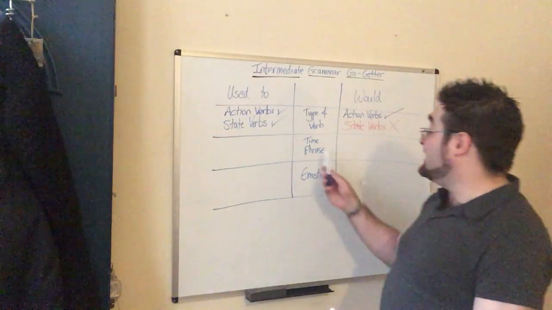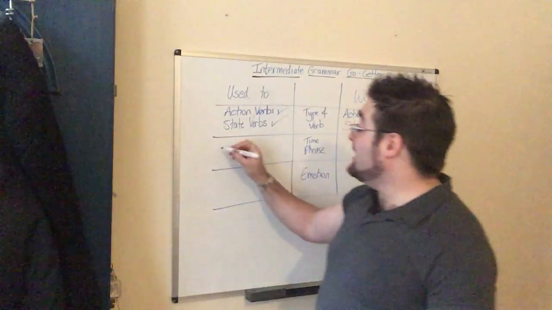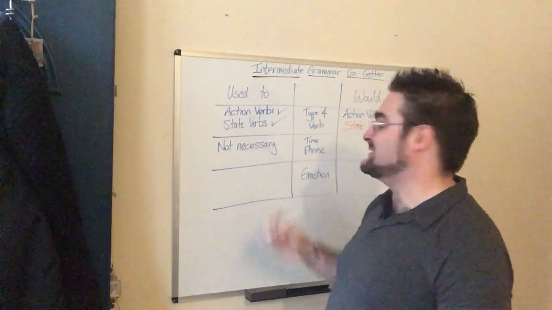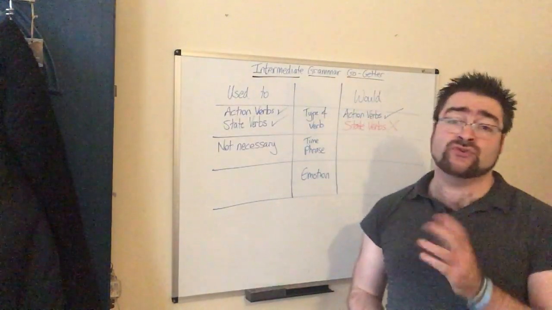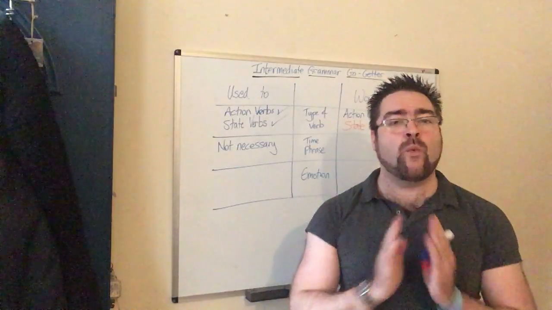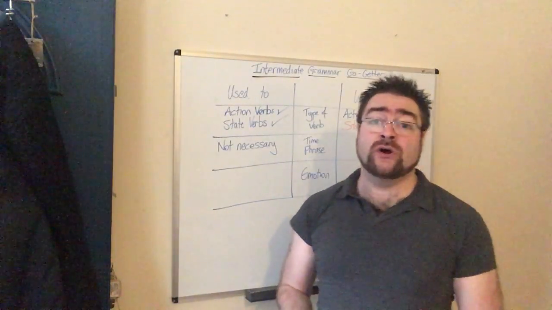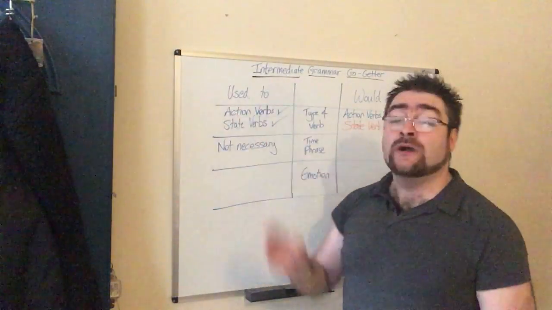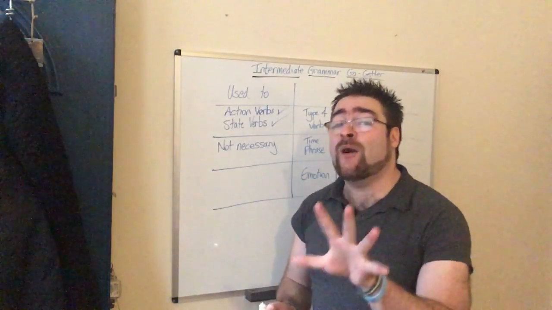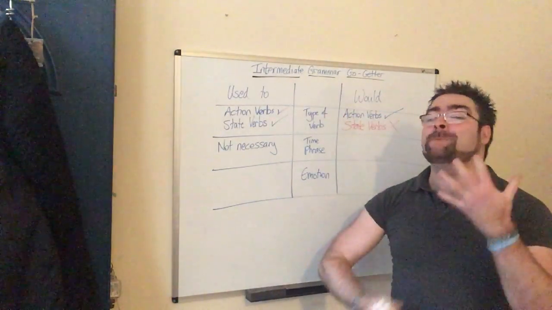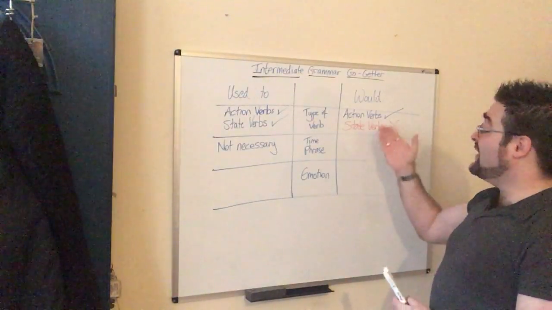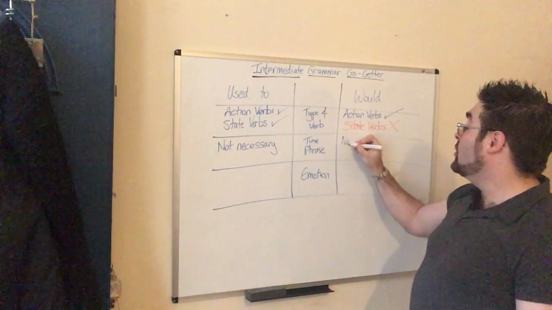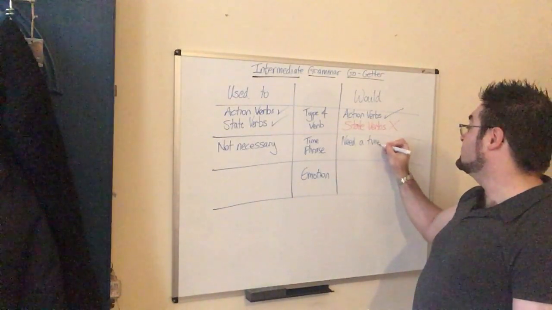The second difference is a time phrase. In used to, the time phrase is not necessary. You can simply say, I used to live in Spain. You do not have to say when. I used to work in a shop. It doesn't matter when, it's not important, because used to talks about the past. However, would can be used to talk about many different things. And therefore, when we use would to talk about a past habit, we need a time phrase.